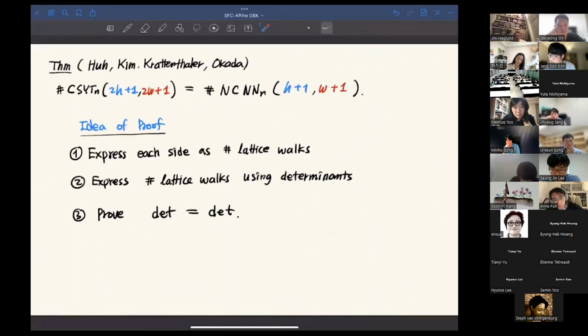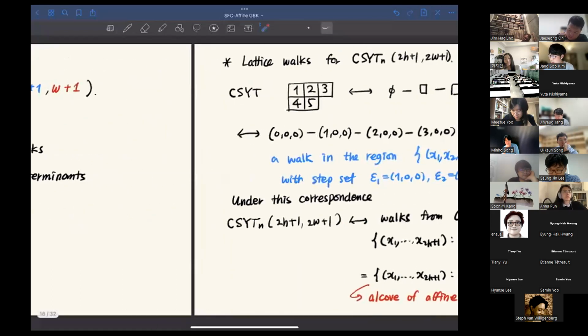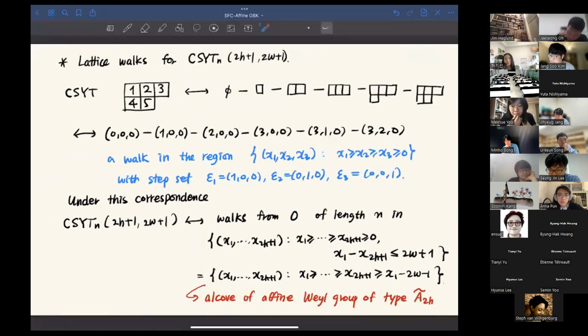Okay, so this is our theorem, and the idea of the proof is like this. We express each side as the number of lattice walks, and we express the number of lattice walks using the generating function using determinants. And after that, all we need to do is to prove this one big determinantal identity. And that's how we proved it. So to explain this idea, I think we need some definitions.